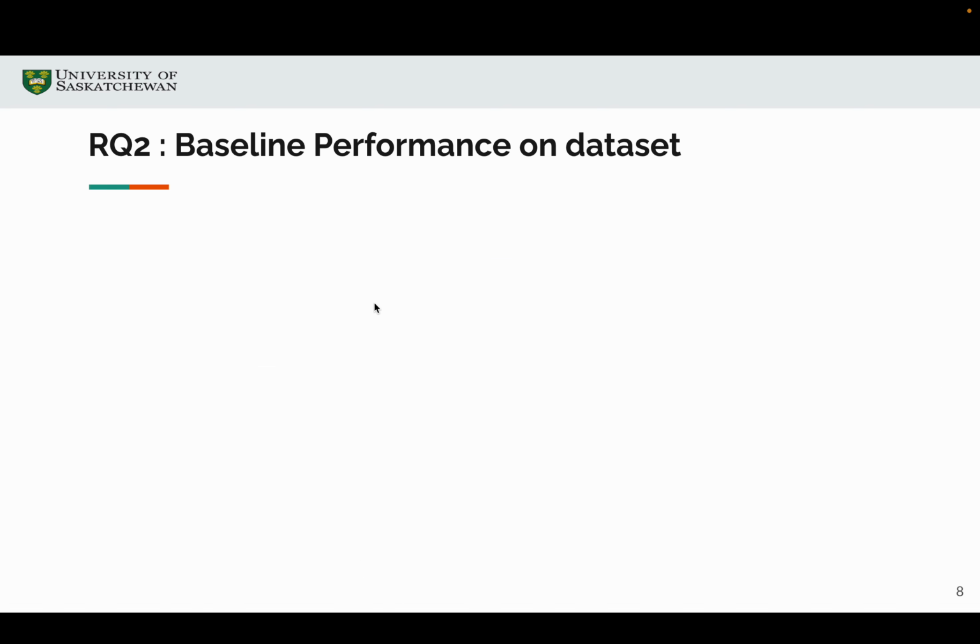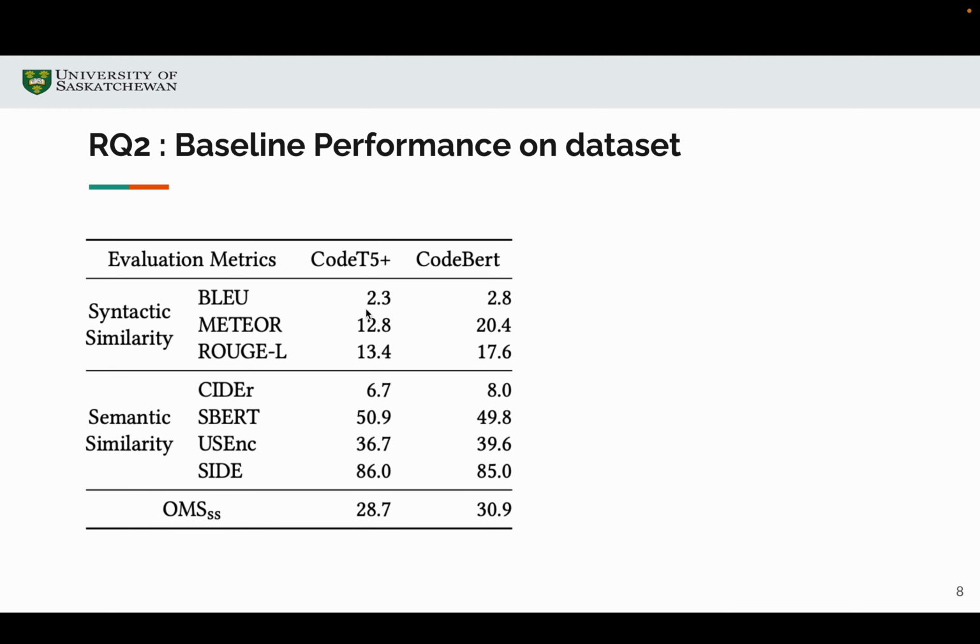Okay, so then we move on to see how the baseline performs on the dependent and independent methods, and whether there is any difference between them. On our total data set, we ran experiments with the models CodeT5 Plus and CodeBART to see how they perform. We found that the syntactic similarity metrics, BLEU, METEOR, and ROUGE, and also the semantic similarity metrics, such as Sentence-BERT, Universal Sentence Encoder, and another one, all have very low scores.